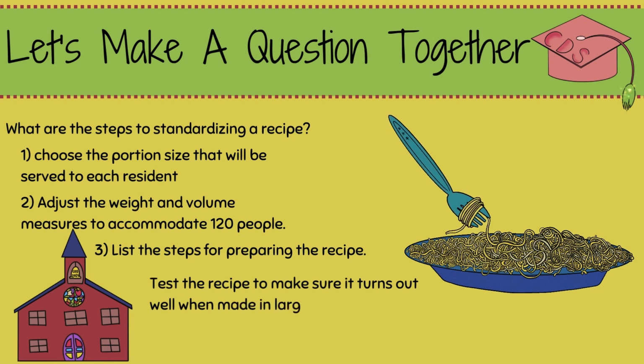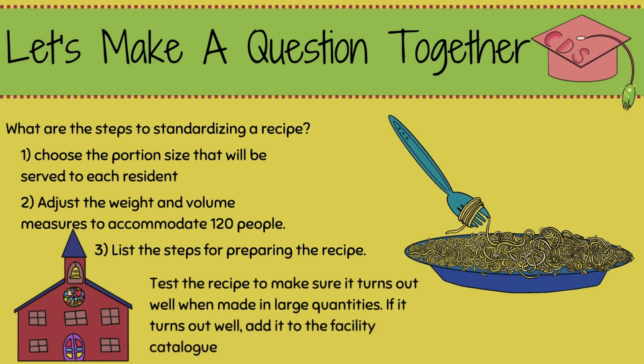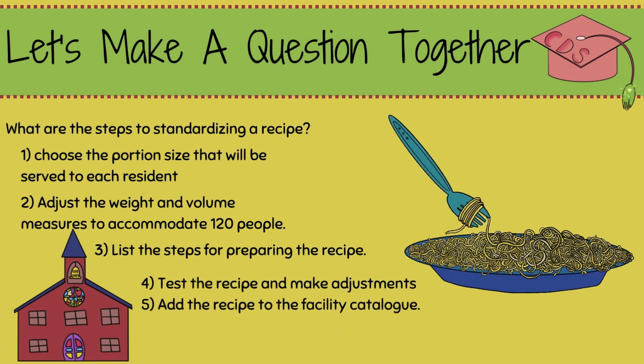Sometimes when you make a recipe much bigger for like 120 people, it doesn't turn out the same as when you make it for 4 or 6 or 8 people. Once it has been tested, it can be added to the facility catalog or menu.